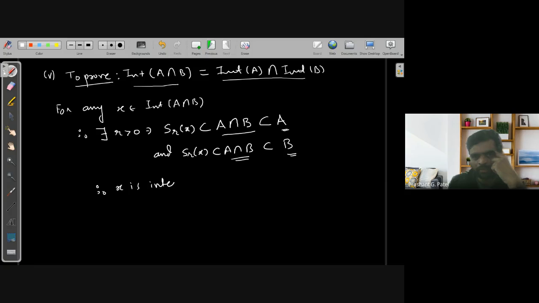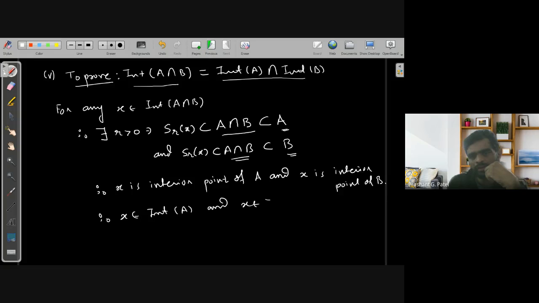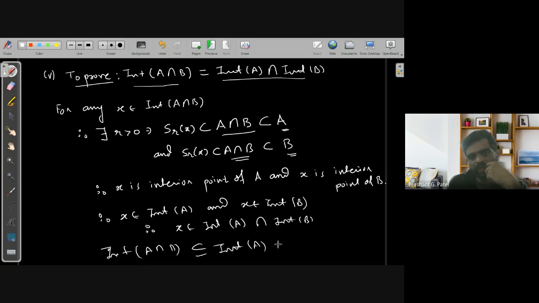x is an interior point of A and x is an interior point of B. So therefore x belongs to the interior of A and x belongs to the interior of B. That will imply x belongs to the interior of A intersection the interior of B. So this proves that the interior of A intersection B is a subset of the interior of A intersection the interior of B. We call this statement 1. Now the other way, we have to prove that this will be a subset of this one.